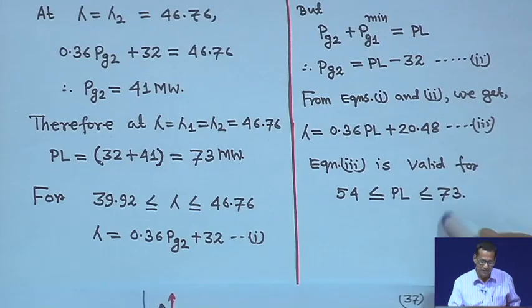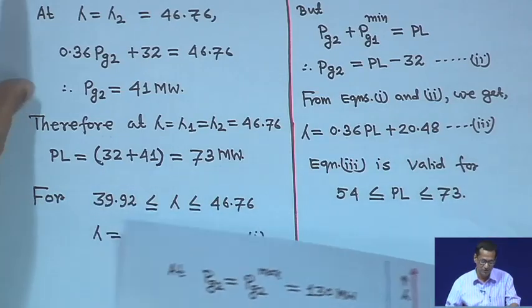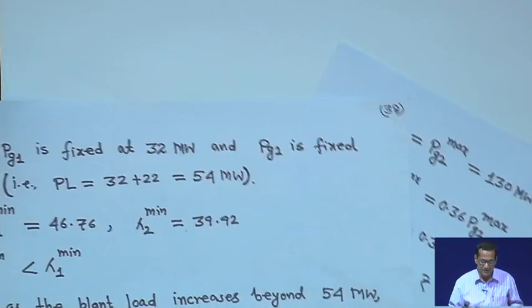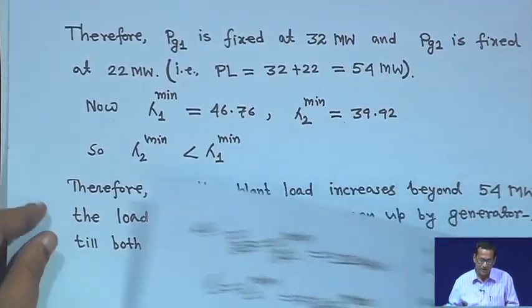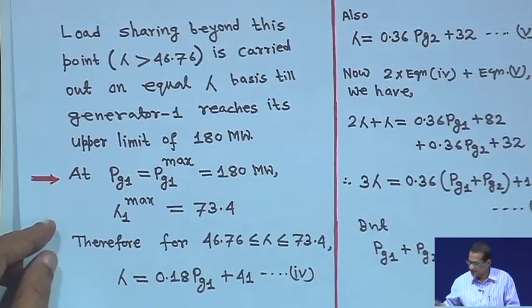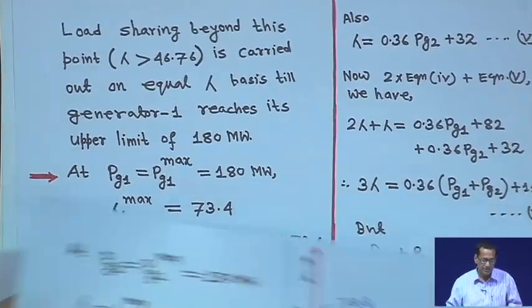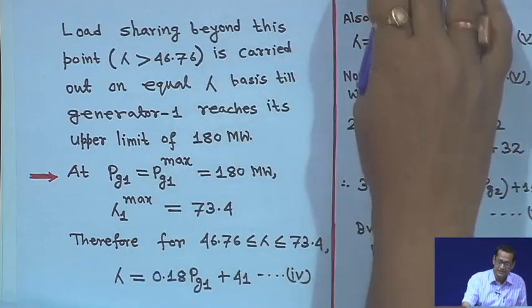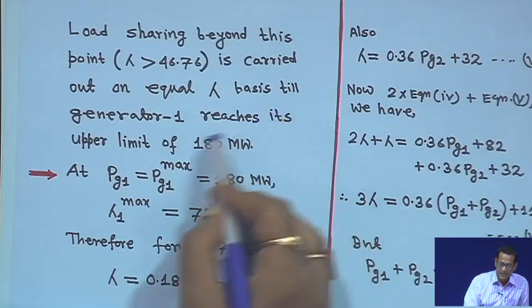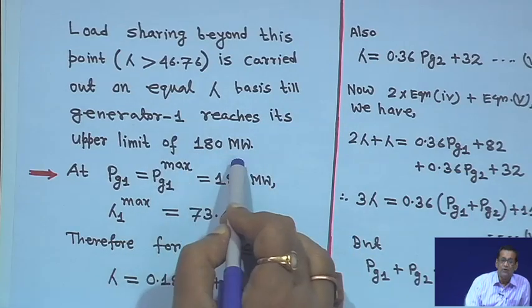Next, when load is increased beyond 73, then what will happen? Just hold on. Now, Pg1 is fixed at 32 megawatt. Next is load sharing beyond this point, when lambda is greater than 46.76. It is carried out on an equal lambda basis, right, till generator 1 reaches its upper limit of 180 megawatt.